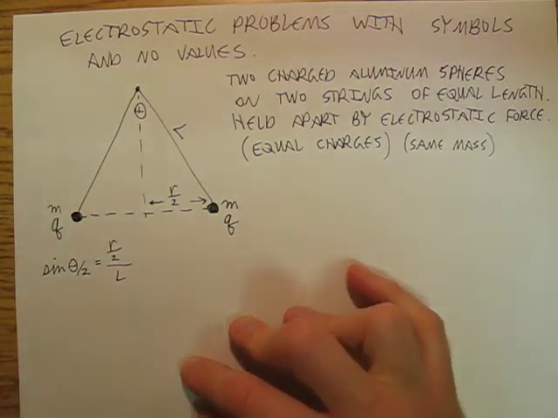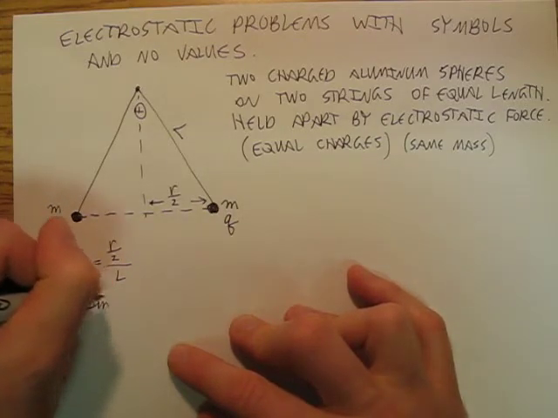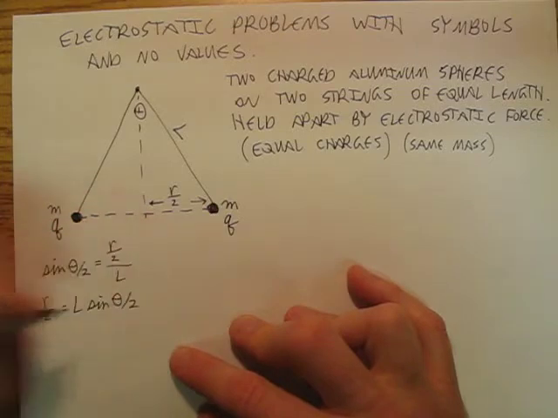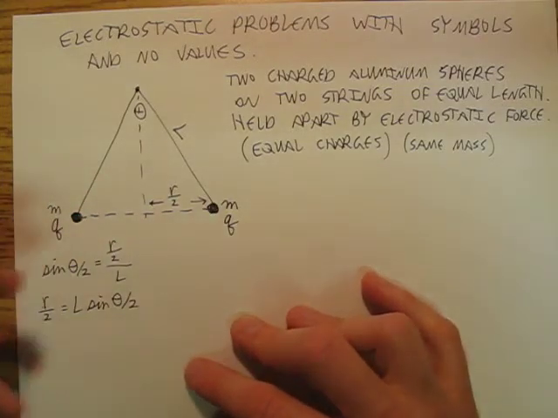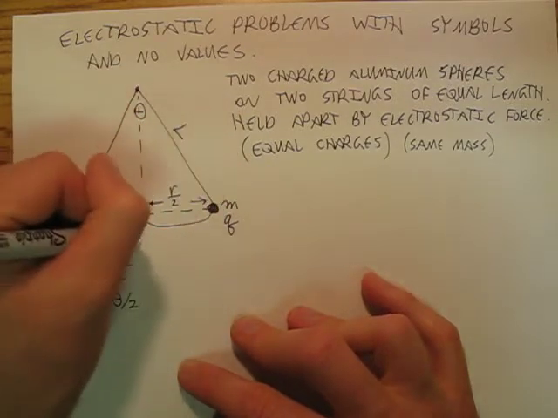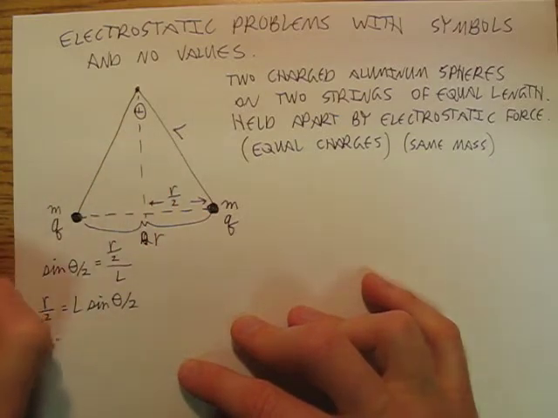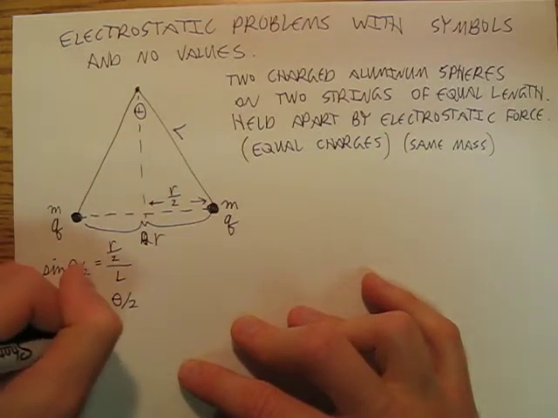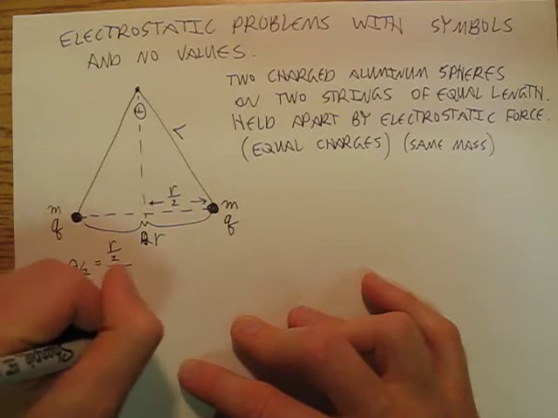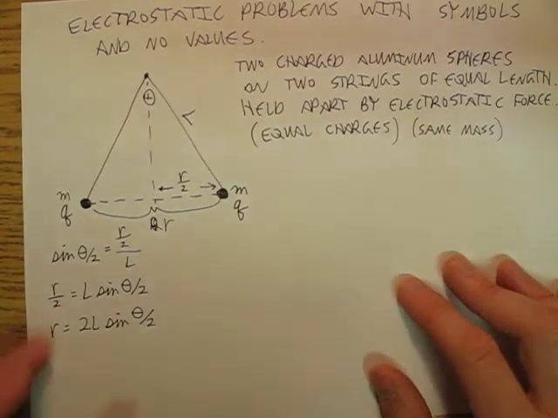divided by L. So I'm going to say r over 2 is equal to L sine theta divided by 2. And then I'm going to say that the whole distance r is going to be 2L sine theta divided by 2. Okay, so I found a radius.